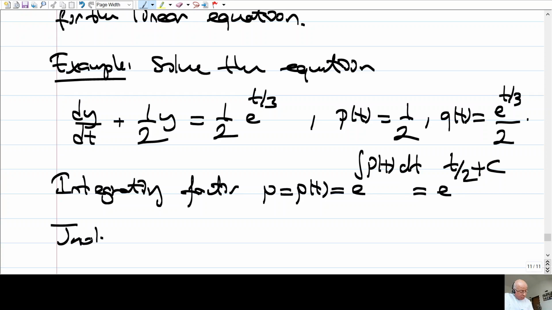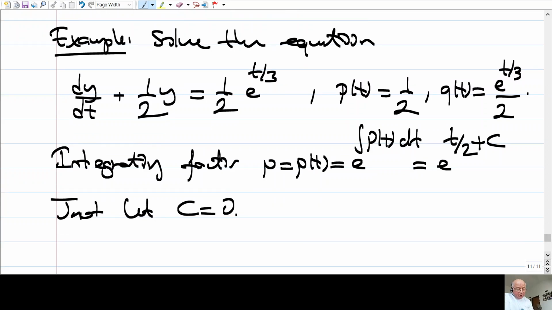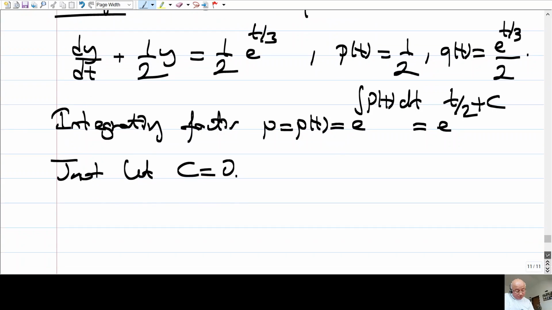Just let c equal 0, right? Each choice of c will give you another integrating factor. Okay, so we have many integrating factors. So our integrating factor is just e to the power t over 2.